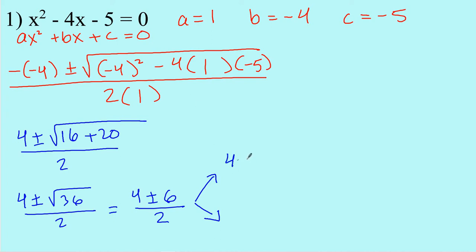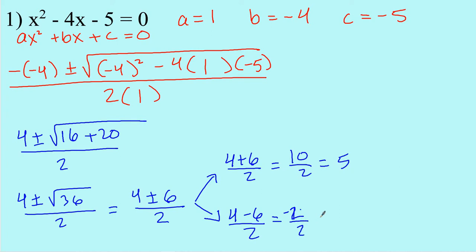So we're going to have 4 plus 6 over 2 and 4 minus 6 over 2. So then we get 10 over 2, so we get 5. Here we get negative 2 over 2. We get negative 1. So our answer is 5 and negative 1. Okay, do not write it like this. Make sure you split it. Okay, this makes more sense. This is just lazy. Okay, all right.